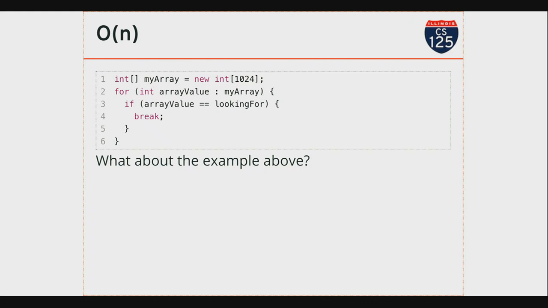Okay, so let me make it easier. What if I know that the value lookingFor is in the array somewhere? I don't know where it is. I know it's in there somewhere. Then what is the average case performance?